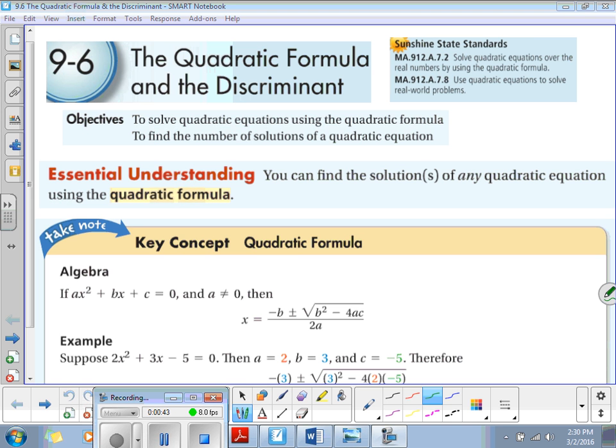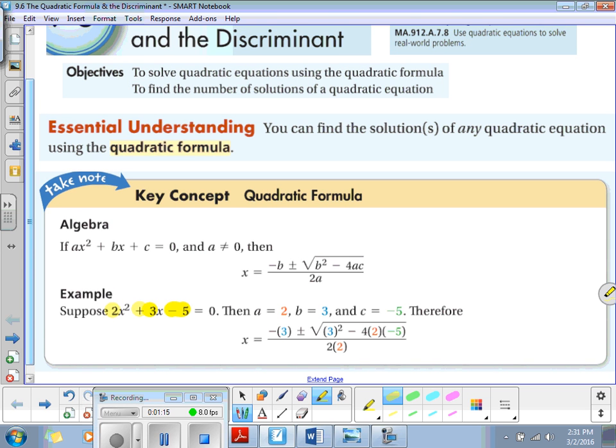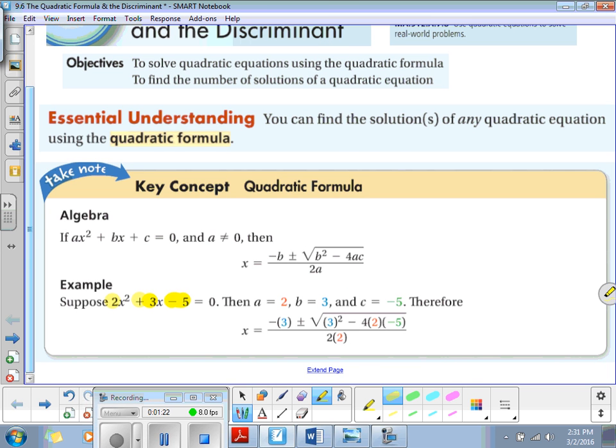The formula is x equals negative b plus or minus the square root of b squared minus 4ac all over 2a. When you have an equation ax squared plus bx plus c equals 0, it has to be equal to 0, then you can take the a, the b, don't forget the sign, and the c. And then you can substitute those into the formula. And then that will give you your solutions.